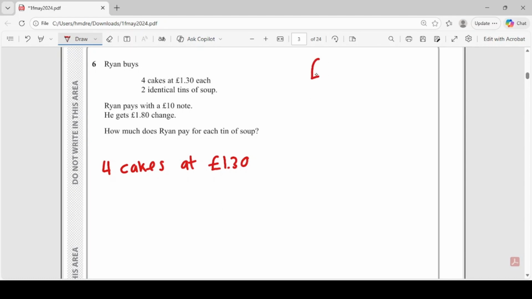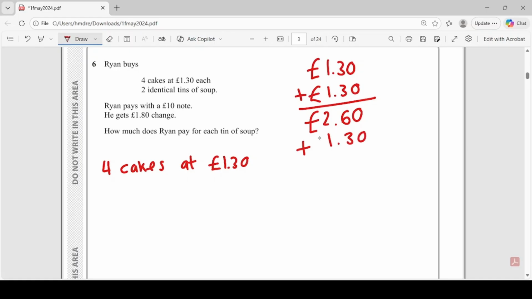So £1.30. Another cake at £1.30. Let's see. That's 0. That's 6. And that is 2. Okay, so that's 2 cakes. Let's add another cake, £1.30. 0. That's 9. That's 3. And then let's add another cake. The final cake.